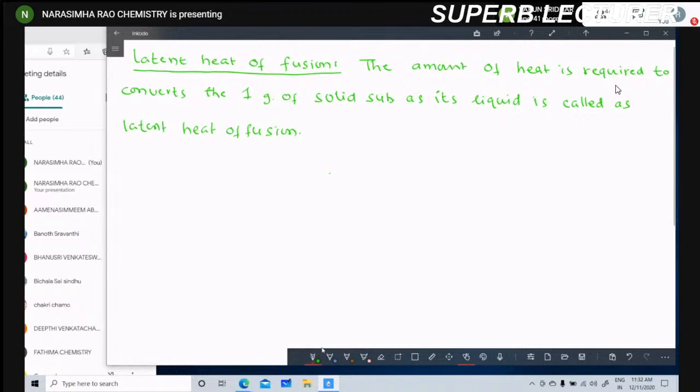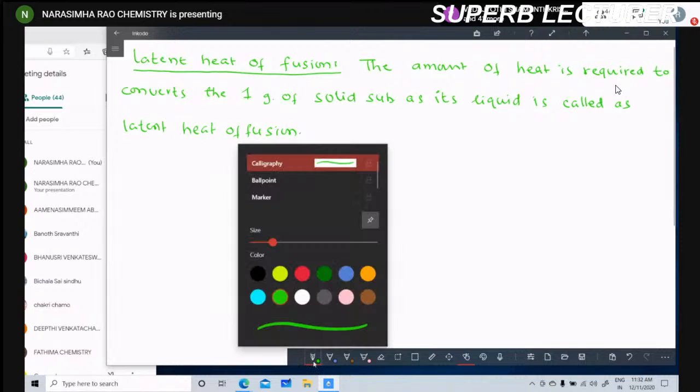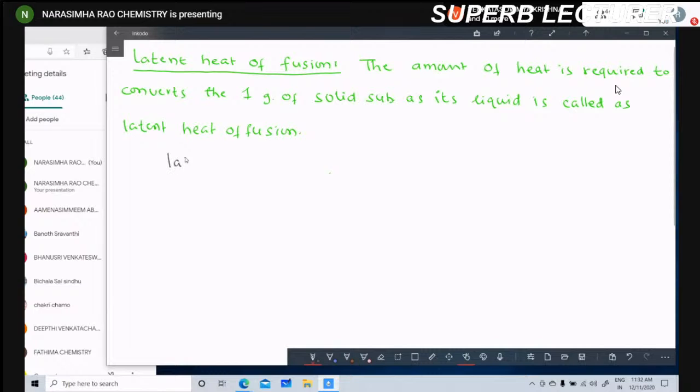Right. What is the formula for latent heat of fusion? Tell me, children. Enthalpy of fusion by molecular weight of substance. Heat of fusion is equal to, okay, now, enthalpy of fusion upon molecular weight.